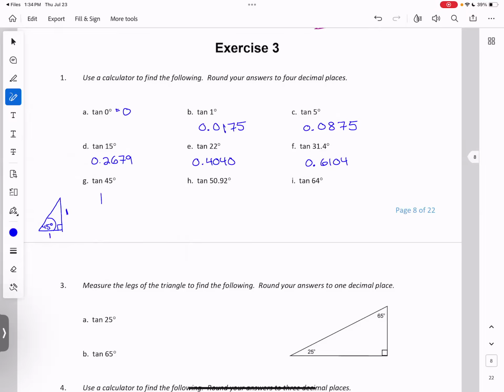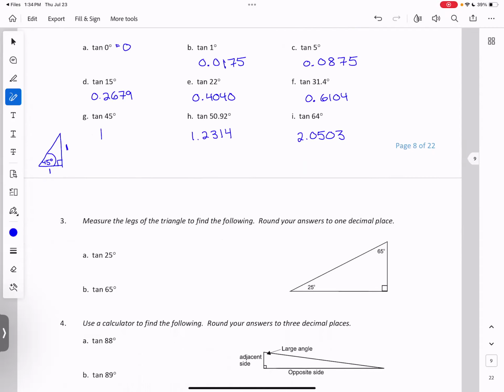Okay, tan of 50.92 gives us 1.2314. And tan of 64 gives us 2.0503. So hopefully that gets you comfortable punching these into your calculator.